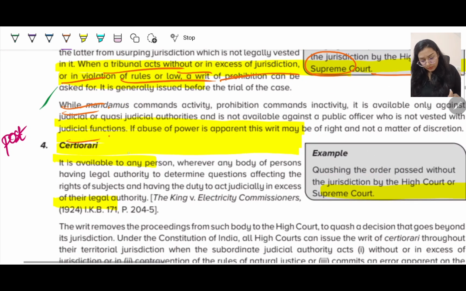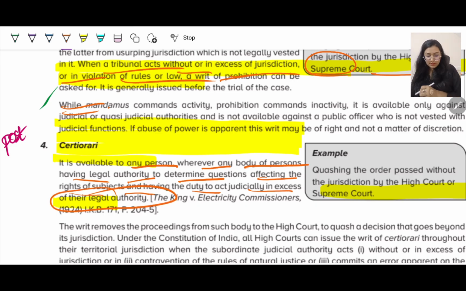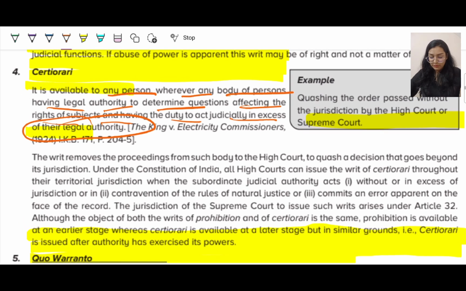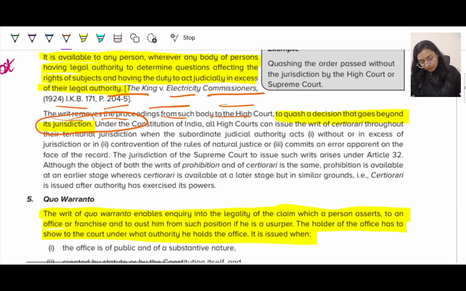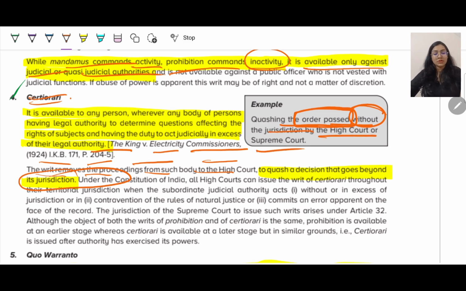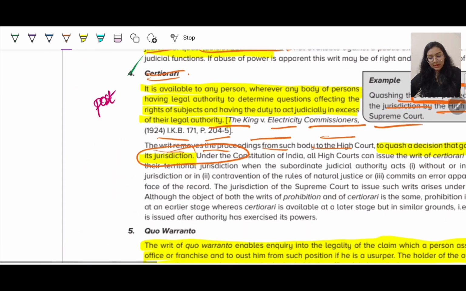It is available to any person, whether any body of a person having legal authority to determine questions affecting the rights of subject and having the duty to act judicially in excess of their legal authority. Fine. If they have given judgment or order in excess of their authority, in that case we are going for certiorari. Fine. Quashing the order passed without the jurisdiction, that is your order has been passed. Quashing the order passed without the jurisdiction by the High Court or the Supreme Court is your certiorari. So this one is your pre and this one is your post.